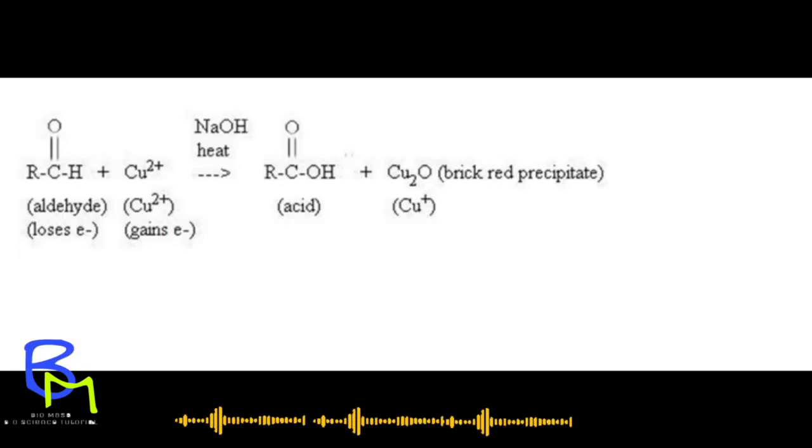Here, sodium citrate plays the role of holding cupric ions in alkaline solution. Sodium carbonate provides alkaline pH. Cupric sulfate pentahydrate acts as the oxidizing agent.